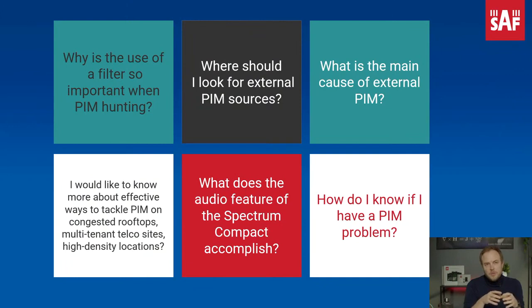This means that since, when we are looking for the PIM sources, we usually work at relatively low signal levels compared to the base station power levels, if we wouldn't be using a filter, we wouldn't be able to see or detect those relatively low level PIM signals.